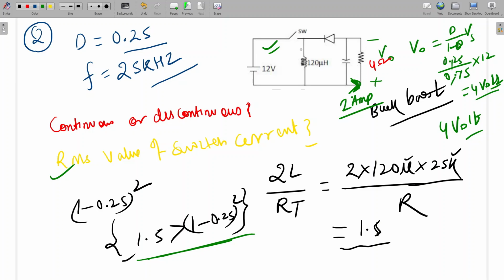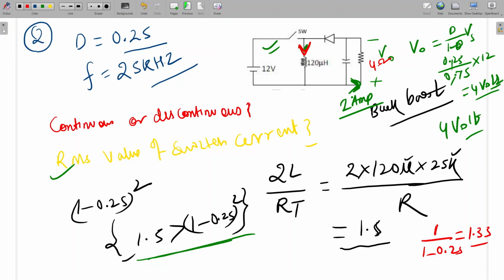What will be the inductor average current? Can anyone tell the formula? I naught by 1 minus D. So it will be 1 divided by 1 minus 0.25. How much will be this value? 1.33 amps. So this will be 1.33, means 4 by 3, around 1.33. So this is the average value of the inductor current.